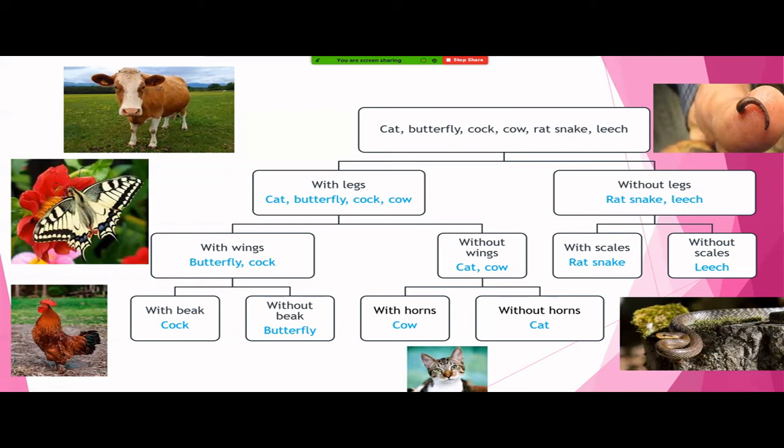Okay. So next we have cock and the butterfly in this branch. We cannot stop here. We have to do it again, right? So you can easily tell with a beak, without a beak, right? So cock is having a beak, butterfly is not having any beak, right? So at this stage, we can easily stop because these are having only single elements in the branch. So if you come to this one, without wings, cat and cow, right? Cow is having horns, cat is not having any horns. So you can easily divide like that.